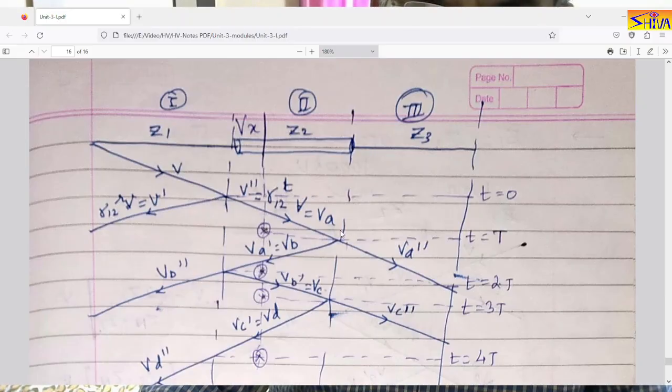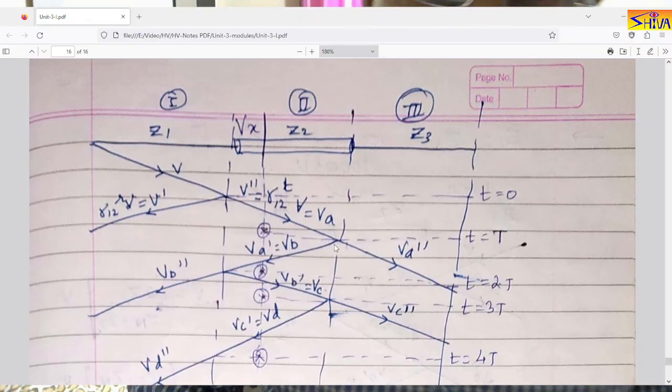Now there is one assumption, and the assumption is we don't consider the reflection at the far end and at the starting end. So when this wave, that is VA double dash, is coming here, we don't consider the reflection. Similarly, when V dash or VB double dash comes at this point, we don't consider the reflection. We are considering the transmission and reflection at this junction as well as at this junction.